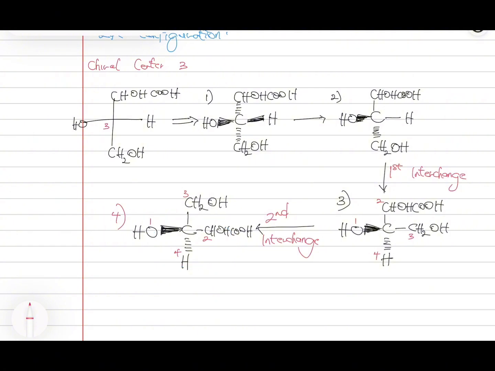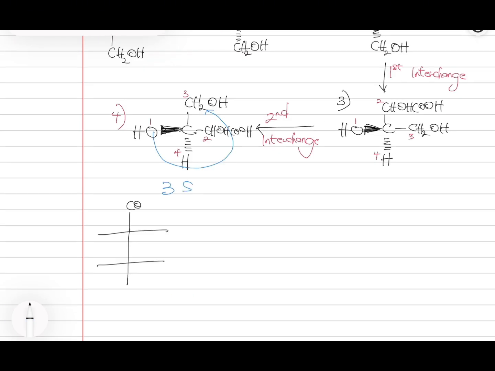Then I will assign the configuration at the chiral center 3, starting from the substituent with the highest priority. As earlier stated, the position of the substituent with the least priority is insignificant. So going from the substituent with the highest priority, I will go from 1 to 2 and from 2 to 3, which will give us the S configuration at the chiral center 3. So in summary, the configurations of this molecule with two stereogenic centers at position 2 and position 3 are 2R and 3S.